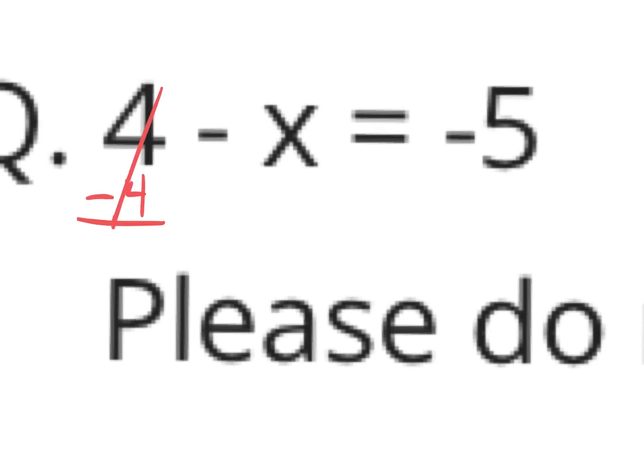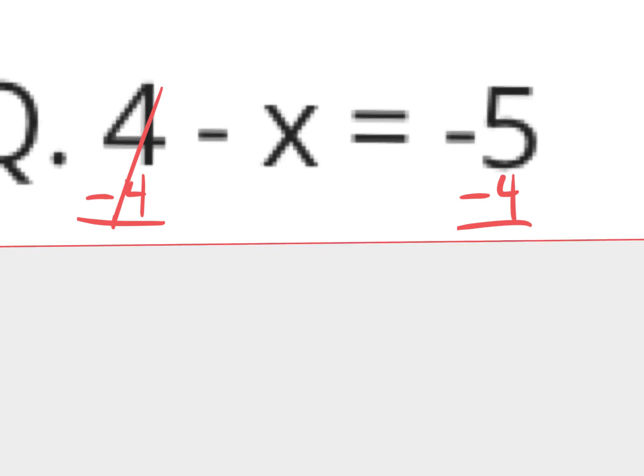That'll eliminate. What you do to one side, you must do to the other. What do we have left? We have a negative x equaling negative 9. You know what, just to make this a little bit nicer, I'm going to open this up right here, and I'm going to rewrite what I have. I have a negative x equaling a negative 9.